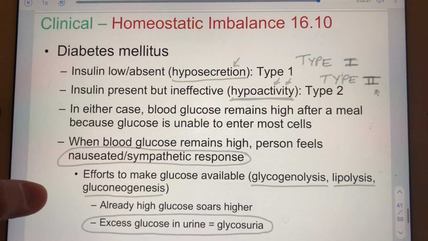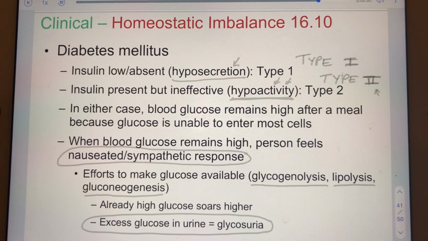Okay, slide 42. Let's finally talk about diabetes mellitus. And honestly, we could make an entire lecture on just this. So this is really just going to be cursory. There are two types of diabetes mellitus, type 1 and type 2. Type 1 and type 2, okay? And personally, I like to write them like this.